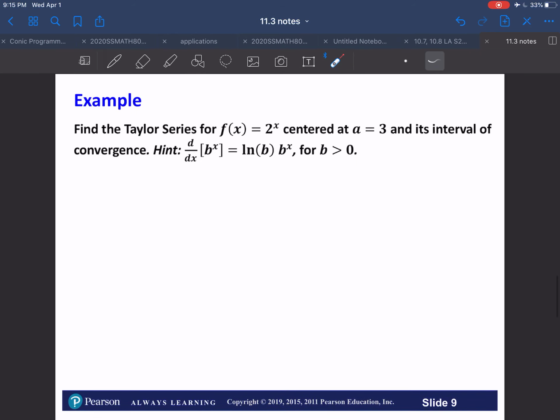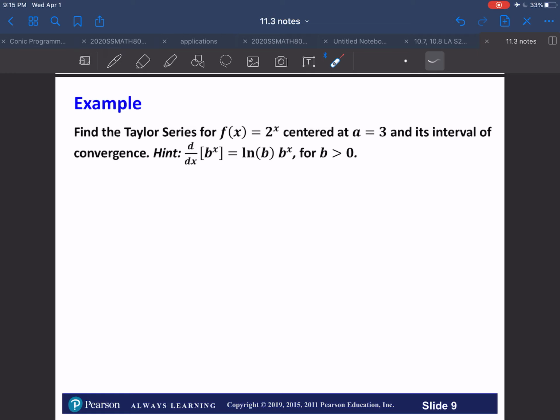Alright, so let's do another example. This time, we are asked to find the Taylor series for f of x equals 2 to the x, centered at a equals 3, and find its interval of convergence. And I give you a little bit of a hint here.